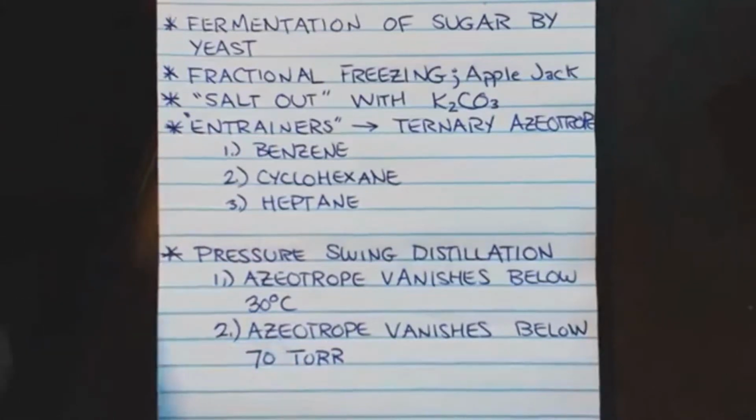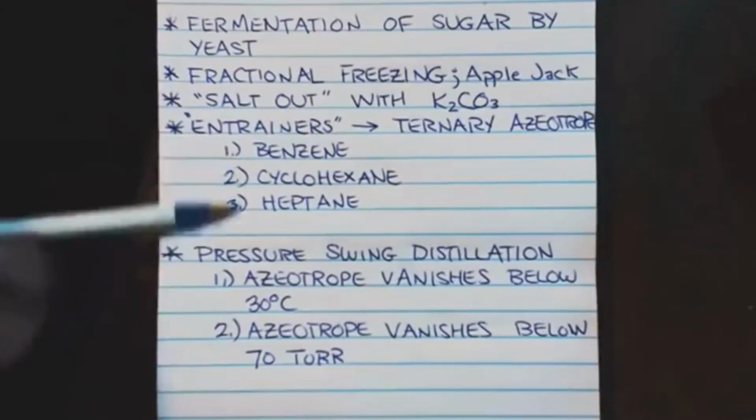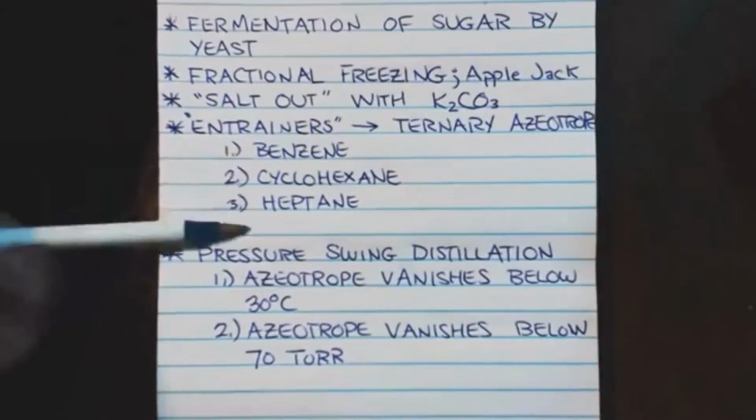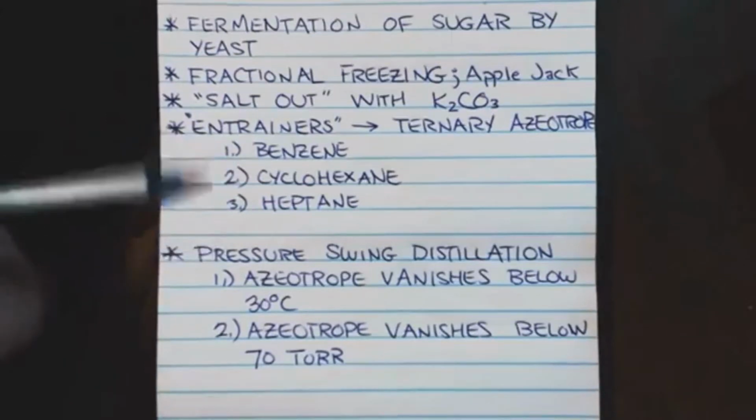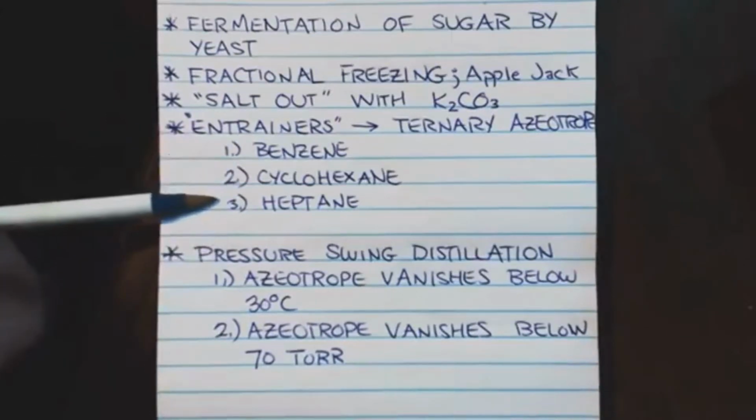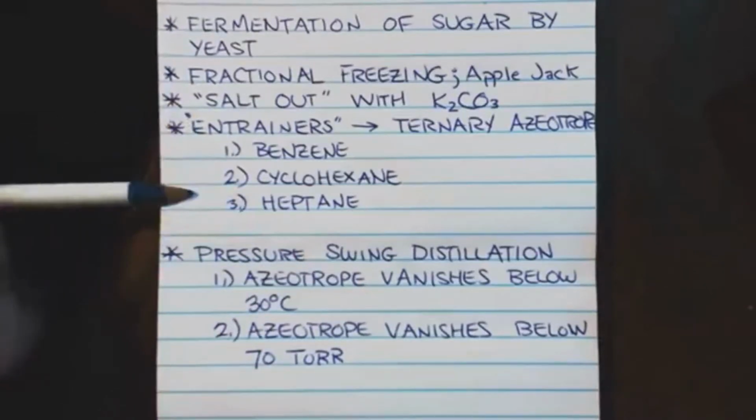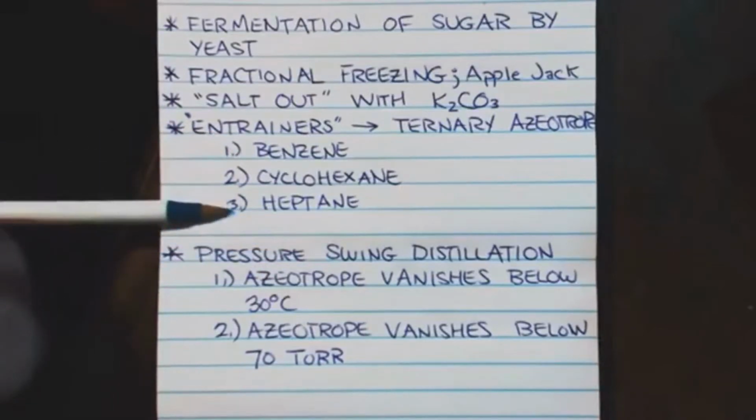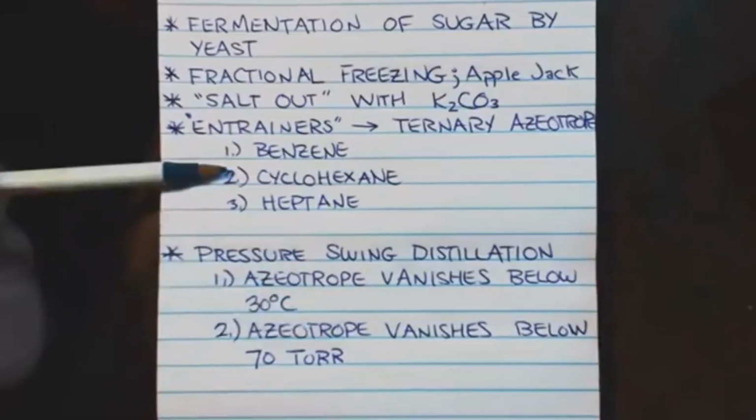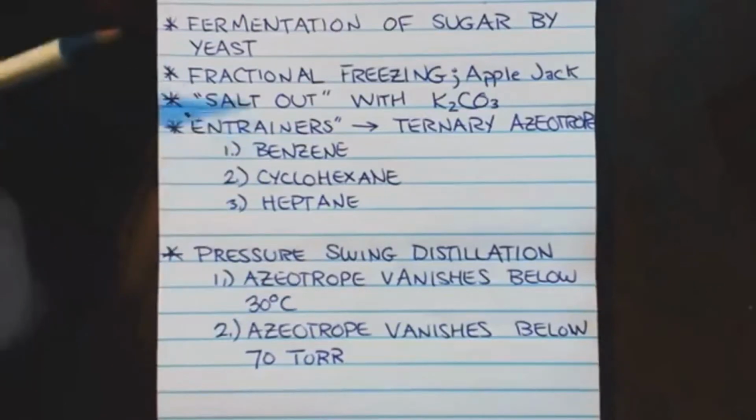Now, just to show you how things are mixed up on the internet, I've heard of this method a million times, and all three of these examples are entrainers. So I know they work. I've read them in 50 million books, okay? But when I put it into a program that shows ternary azeotropes, I will plug in all three of these individually with water and ethanol.